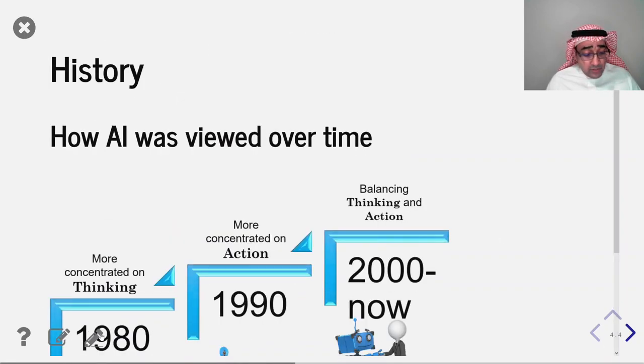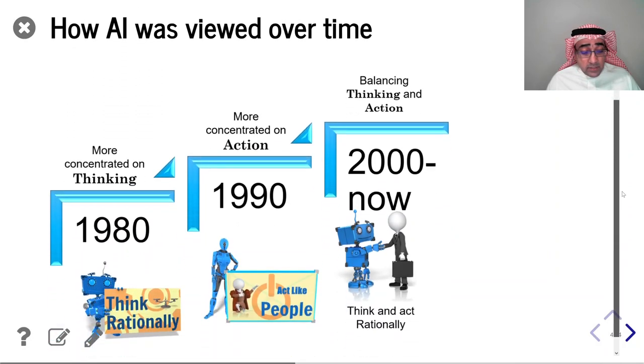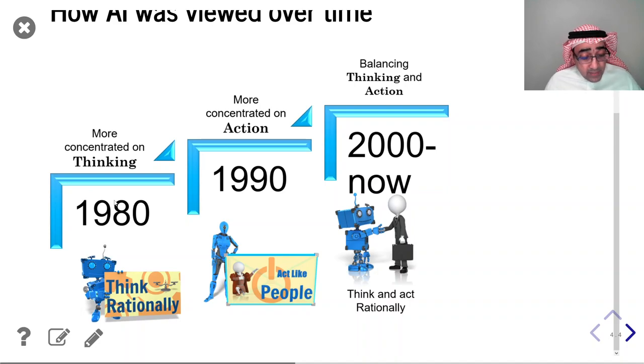So a bit of history over here. In the 1980s, when artificial intelligence started picking up some momentum, it was all about thinking rationally. So we wanted to make machines that can actually think rationally, and that's where all the research was conducted. It was all concerned with thinking, thinking and thinking. Then in the 1990s, we had a shift. In the 1990s, we wanted artificial intelligence to act like people, okay? So all the work shifted to acting like people. From the 2000s until now, we want them to think and act rationally, okay?